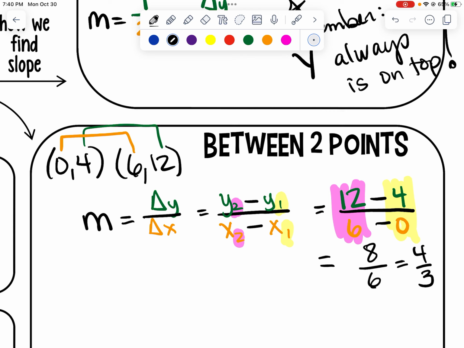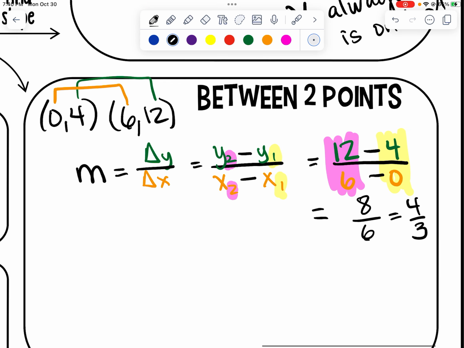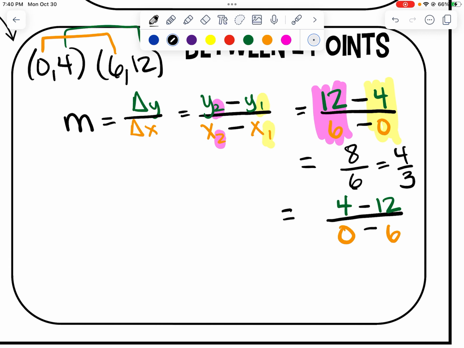Now, some of you may be saying, well, what if we wanted to do it the other way? That's fine. I could do it the other way also, and I'll let you know it's going to come out to the same answer. So instead of doing 12 first, if I did 4 first and 12 second, I just have to make sure that the 0 comes first and then the 6 goes second. If I do this, I get a negative 8 over a negative 6, which still simplifies to 4/3. It does not matter. It is exactly the same.